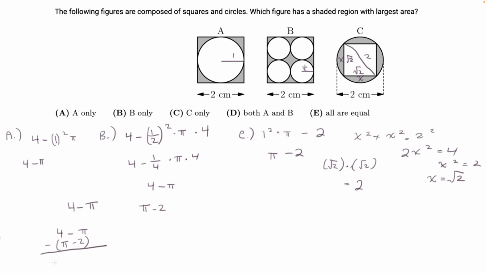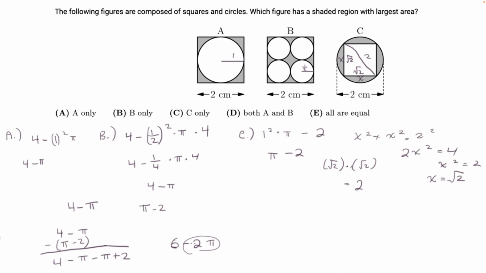And for that we get 4 minus pi plus 2. And we can simplify this expression into 6 minus 2 pi. So this 6 is going to be from figure B. This minus 2 pi is from figure C.